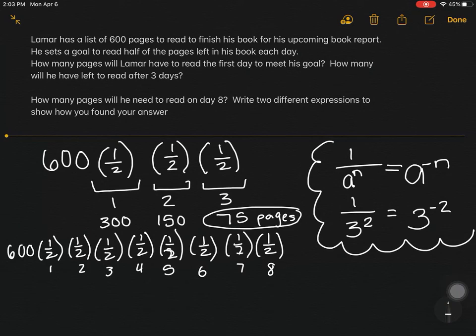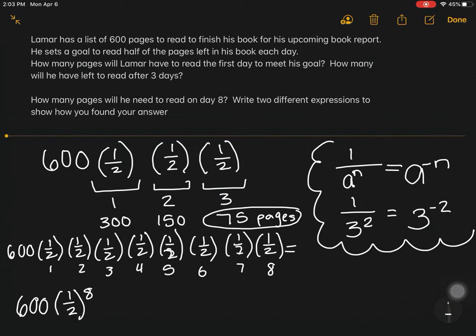Now, what we have to think about here is how we can write this in 2 different ways. You guys can calculate this out and figure out 600 times 1/2, 1/2, 1/2, 1/2, 1/2, 1/2, 8 times. You can figure out that answer, or we can think about 2 different expressions. They're asking us to do 2 different expressions. Notice that when we wrote this out, we multiplied 1/2 by itself 8 times. If we were multiplying, let's say, the number 4 by itself 8 times, we would write that as 4 to the 8th power. We can do the exact same thing with 1/2. So we can rewrite this as 600 times 1/2 to the 8th power.